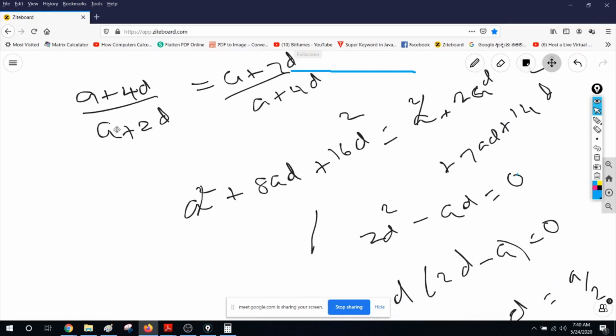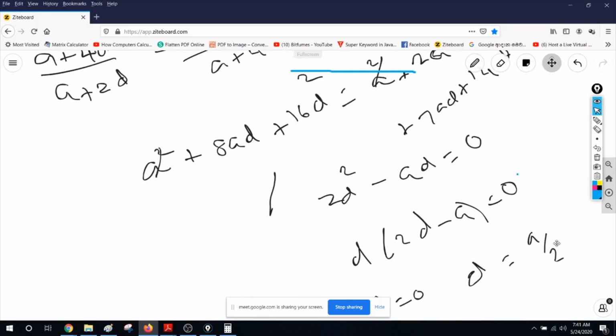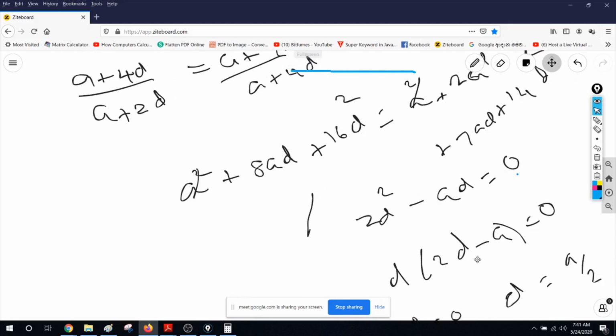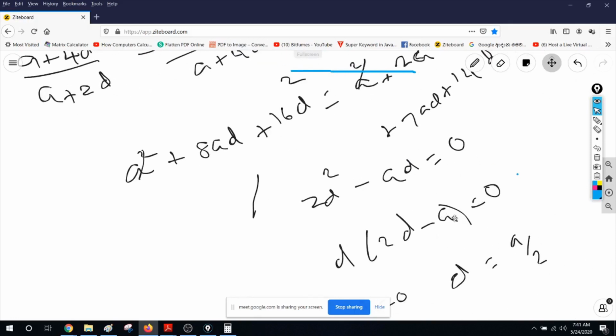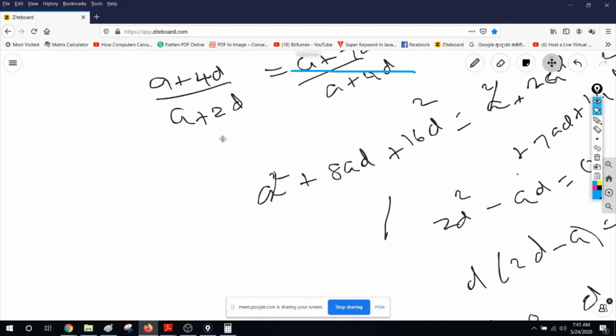Or can we substitute here, because what we need is R, right? Now we have the D value using the A value, right? So let's do that, because now we have D as A divided by 2. So let's put it there, because this is the common ratio. What they ask is the common ratio, right? So let's put it there and see whether we are getting the answer.